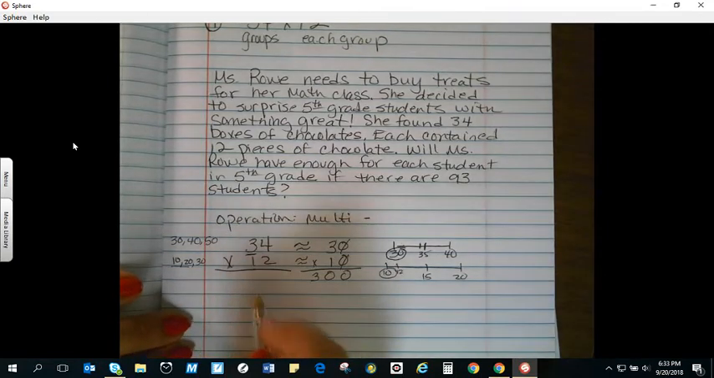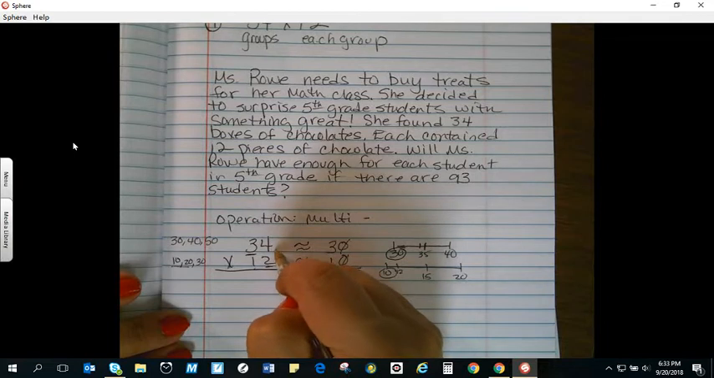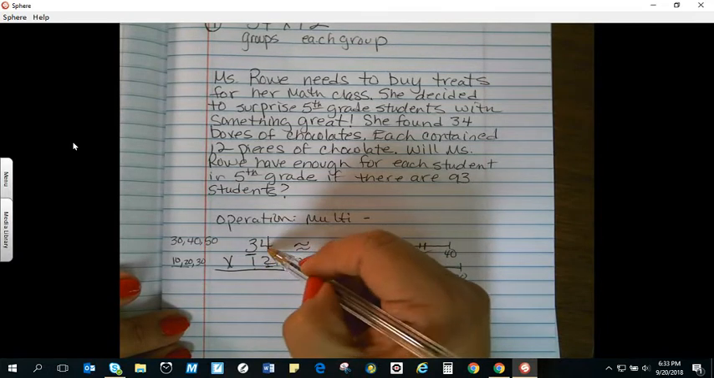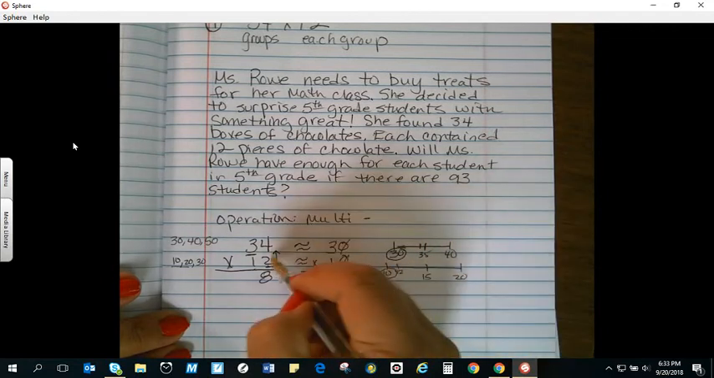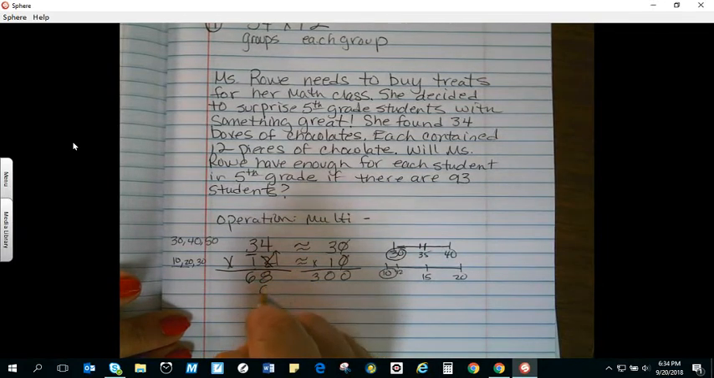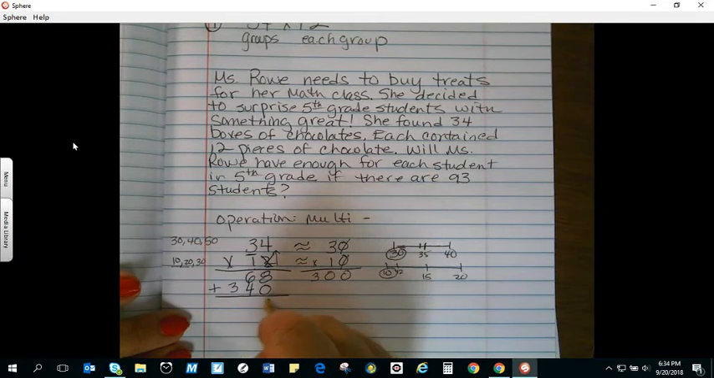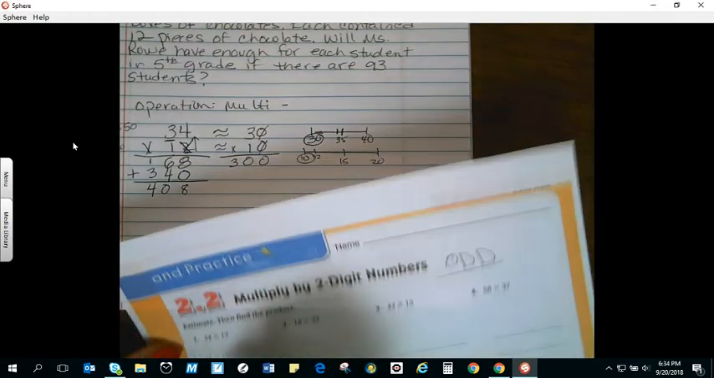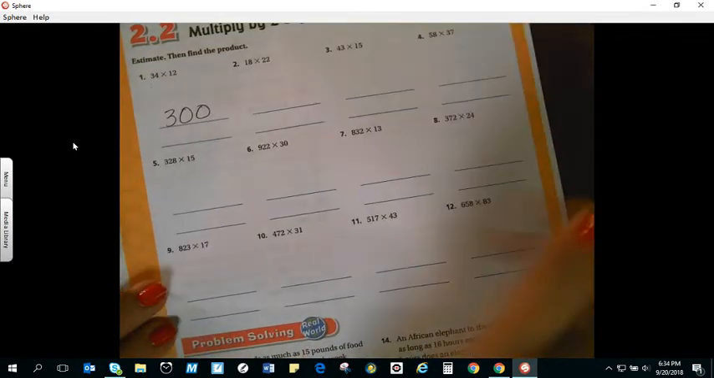So now let's get the exact answer. 34 times 12. I'm going to start in my ones place and go up. So I'm going to do my ones place times my ones place. So 2 times 4 equals 8. 2 times 3 equals 6. And I'm done. I'm going to put my 0 here. 4 times 1 is 4. 3 times 1 is 3. And I'm going to add these up. I have 8. I have 10. Carry my 1. And I have 4. All right. So my estimation is 300. And my actual, you can see that. And my actual is 408.